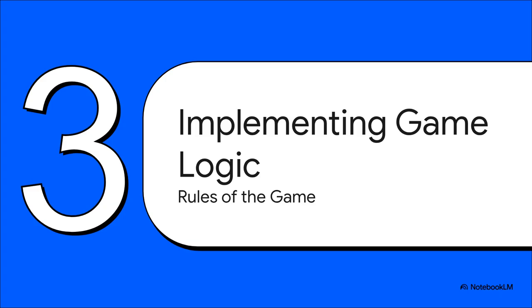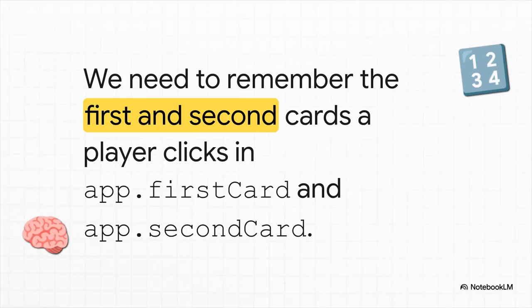Now we need the rules. This is the logic that's going to turn this interactive screen into an actual playable game of concentration. So the whole point of concentration is matching pairs, right? That means our program needs a short-term memory. It has to remember the first card a player flips, and then it has to remember the second one. So to do that, we'll create two new variables to keep track of this: app.firstCard and app.secondCard.